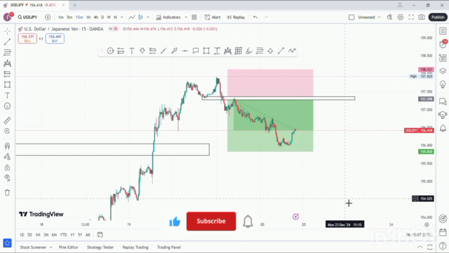So what we are going to be dealing with today is how to identify fake outs in the Forex chart and how to avoid and trade in the Forex chart very profitably. So join me as we dive in, guys.